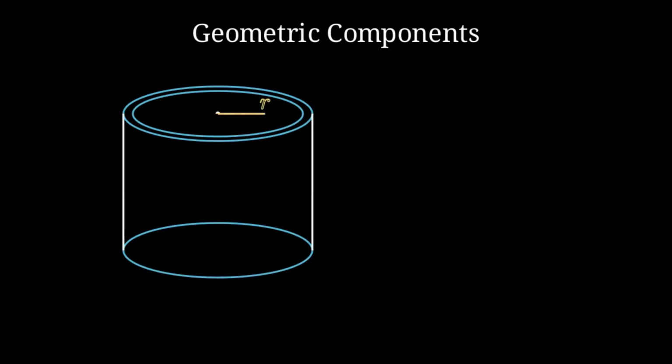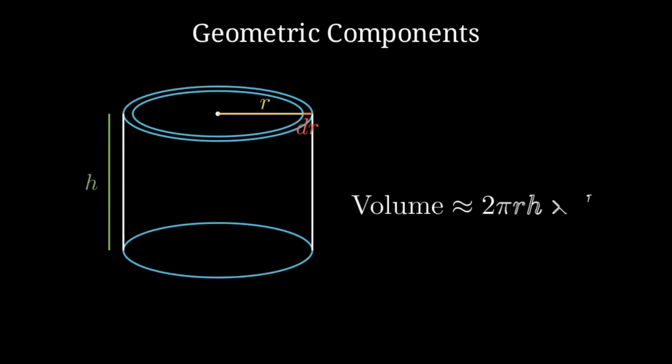Imagine unfolding a thin cylindrical shell into a flat rectangular prism. The length is the circumference, 2πr, the height is h, and the thickness is dr. Multiplying these three dimensions gives us the volume of a single shell. Summing these shells gives us the total volume.